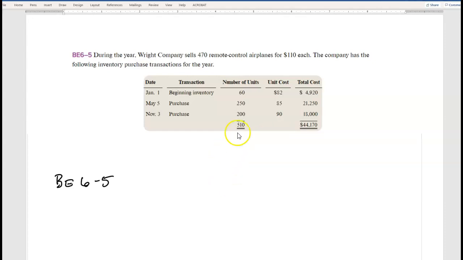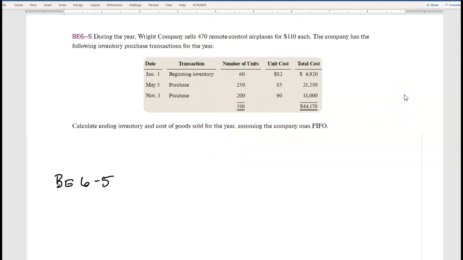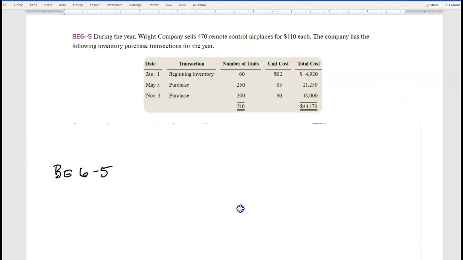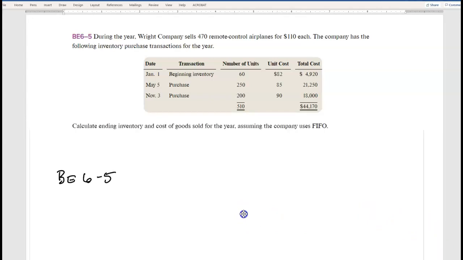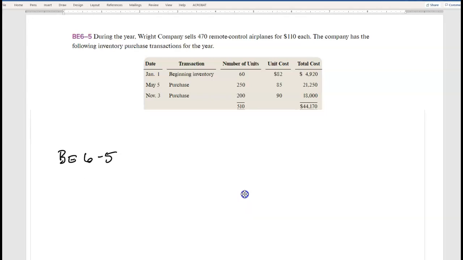It depends. It depends on our cost assumption. So we're asked to calculate ending inventory and cost of goods sold for the year, assuming the company uses FIFO, first in, first out. So I'm going to move this up just a bit. So BE 6-5, FIFO.